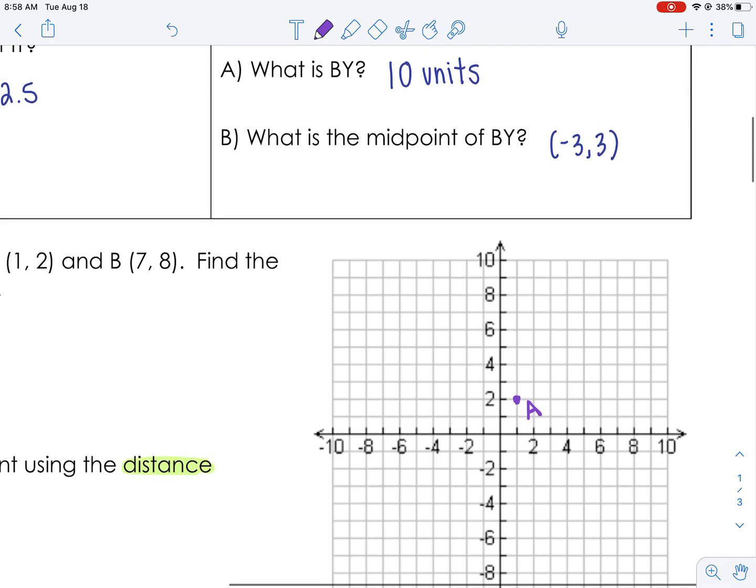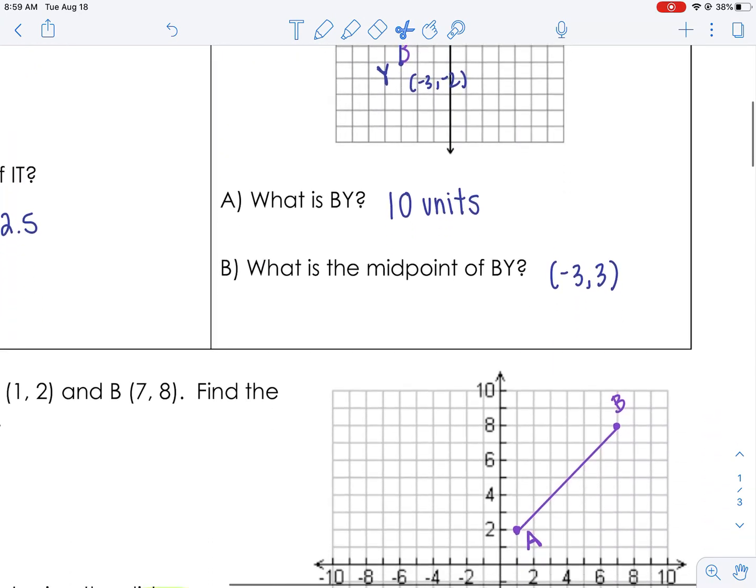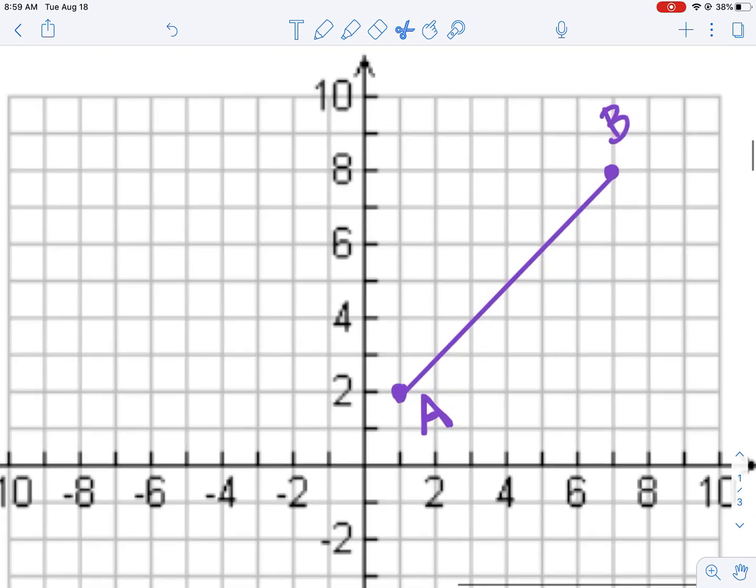And then B is over at 7, 8. So I would go right 7, up 8. There's B. If I go to connect these, it's not as straight, it's not as easy as it was on the graph up here, where I could just easily count and say it was 10, and I could find the middle.